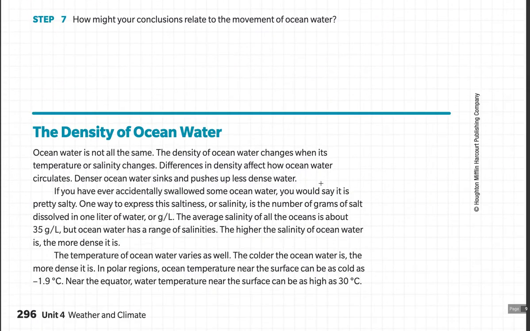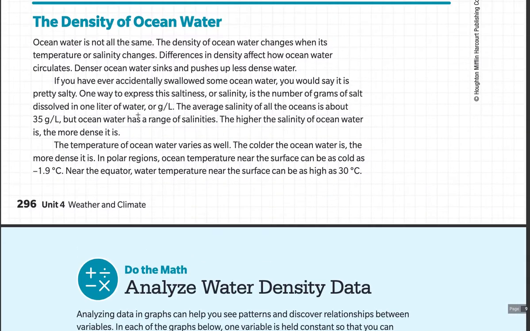So we're going to look more at this. This talks about the density of ocean water. The main takeaway from this paragraph is that the average salinity of all the oceans is about 35 grams per liter, but ocean water has a range of salinity. Salinity is the amount of salt in water. So the higher the salinity of ocean water, the more dense it is. So more salty water equals more dense.